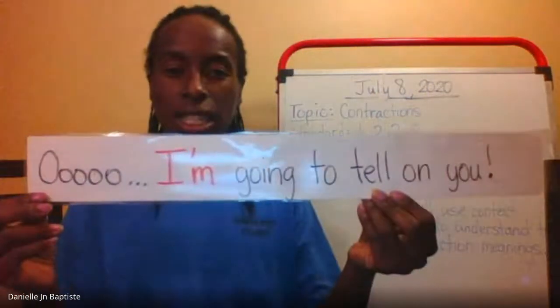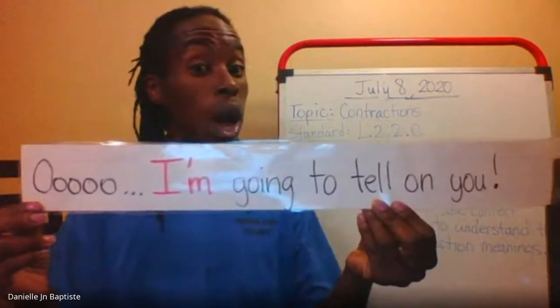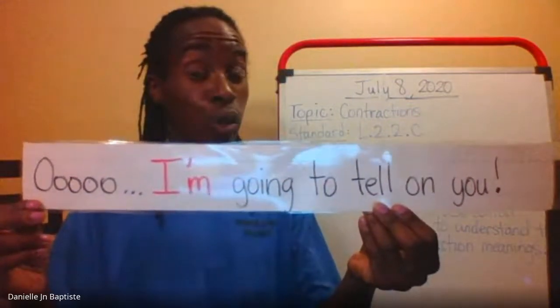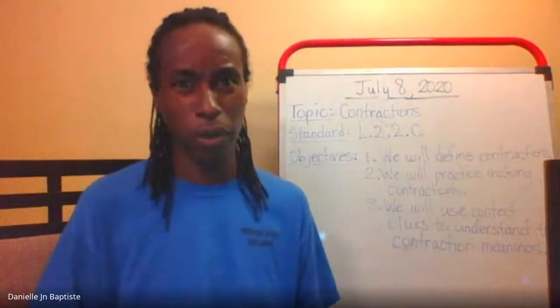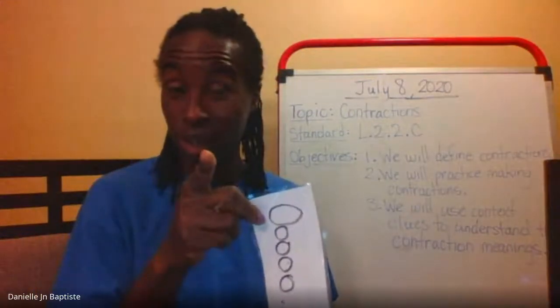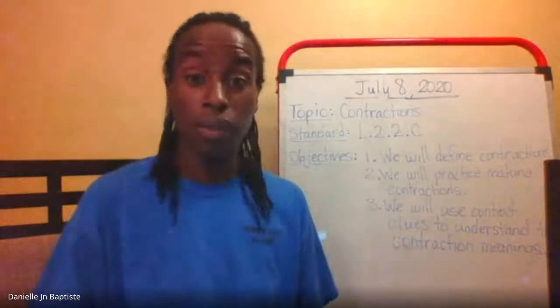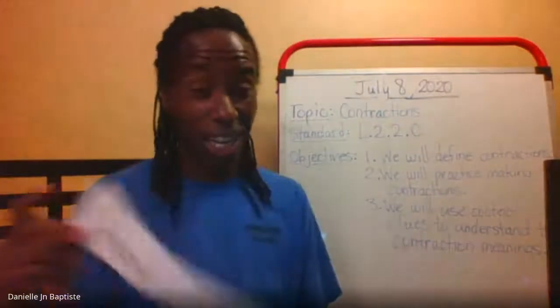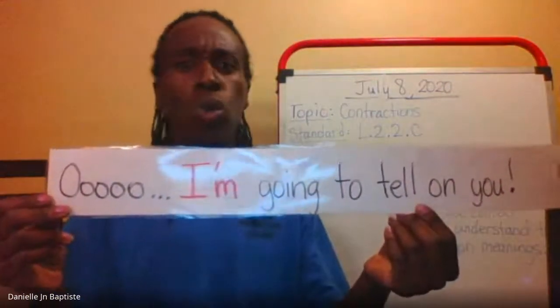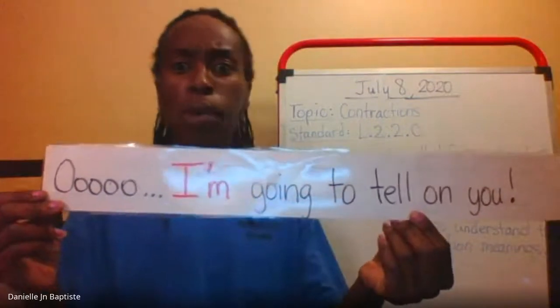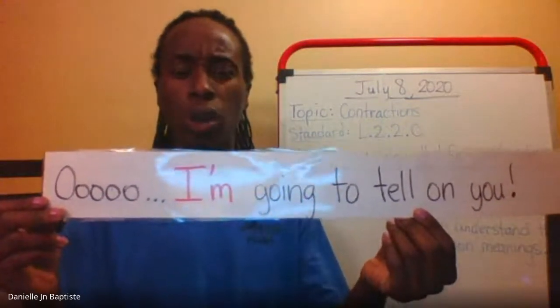Here's the next sentence. Ooh, I'm going to tell on you. I know you guys have heard that before. You probably have said it too. That's all right. No judgment. You've heard it and I know you've said it. Let's read it again. Ooh, I'm going to tell on you.